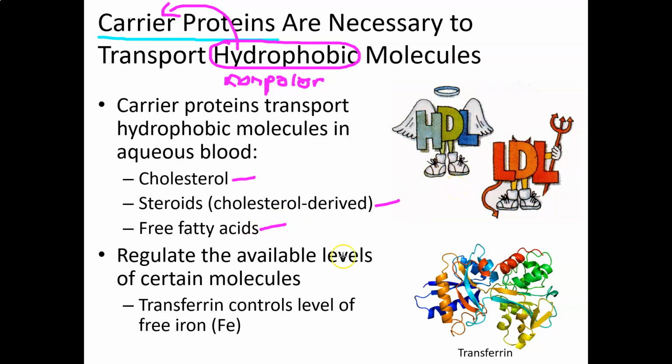The other thing that the carrier proteins do is they regulate the availability of certain molecules. So as an example, transferrin is a protein that helps to control the level of iron. Remember, iron was Fe. That was important for making a red blood cell, as an example.